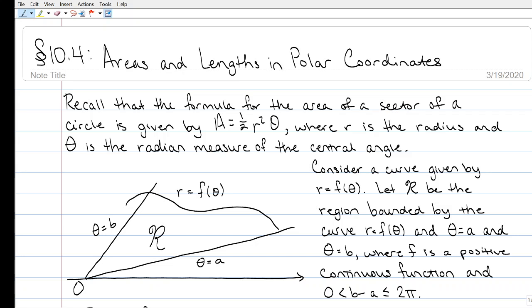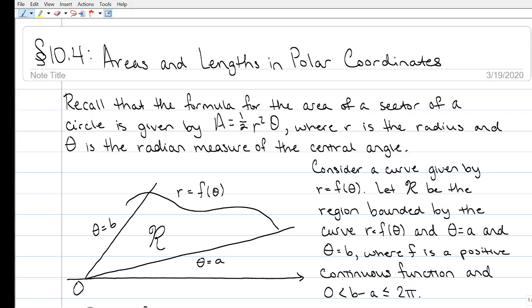Let us begin section 10.4, areas and lengths in polar coordinates. Recall that the formula for the area of a sector of a circle is given by A equals 1/2 r squared theta, where r is the radius and theta is the radian measure of the central angle.